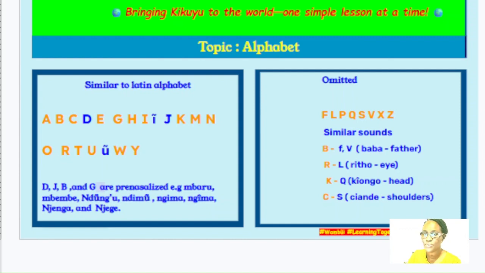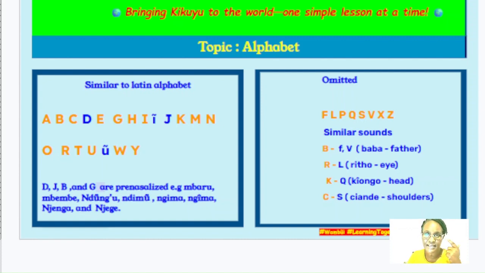On this other side, we have the omitted letters, so we don't have these letters in the Kikuyu alphabet. We have the F, L, T, Q, S, V, X, and Z. We have letters that sound very closely to these ones. For example, in the word fa, which means father, it's B, but it does sound like F or V.